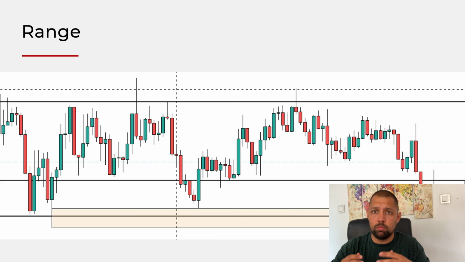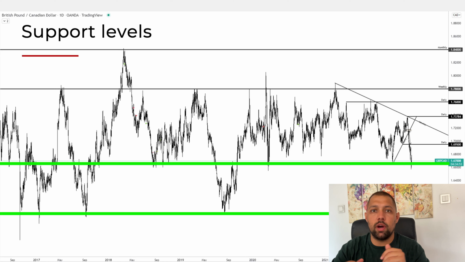In trading, support and resistance are key price levels where the market tends to reverse or pause. Support: this is the price level where a downtrend can pause due to a concentration of buying interest.